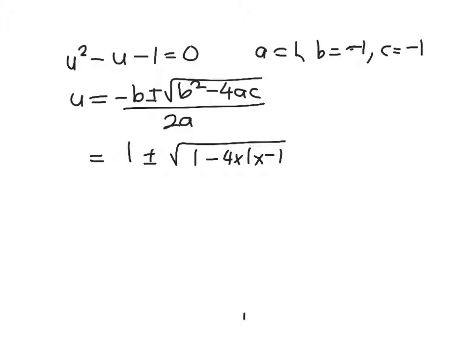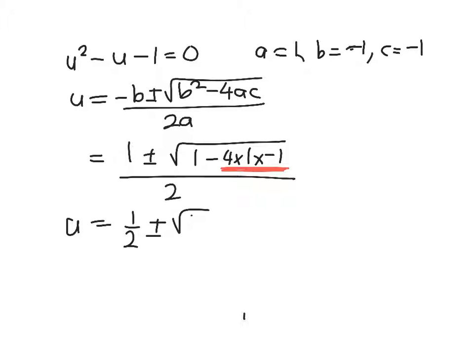Again, the reason that I'm writing it in this really, what feels quite babyish way, is so that we don't muck up the negative signs, right? Because it's very easy to miss a negative 1 in there. So there's that. So u is equal to 1/2 plus or minus the square root of 5 on 2.